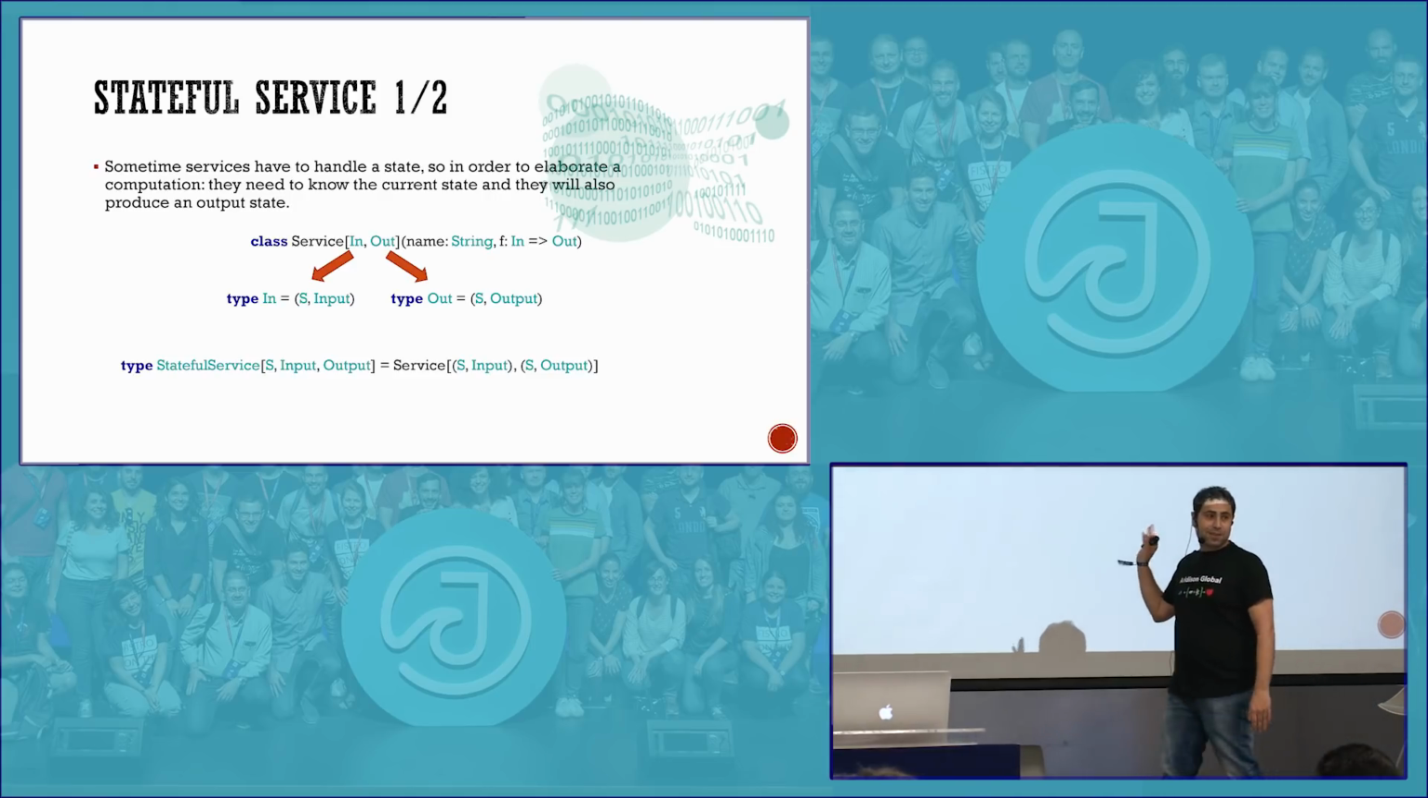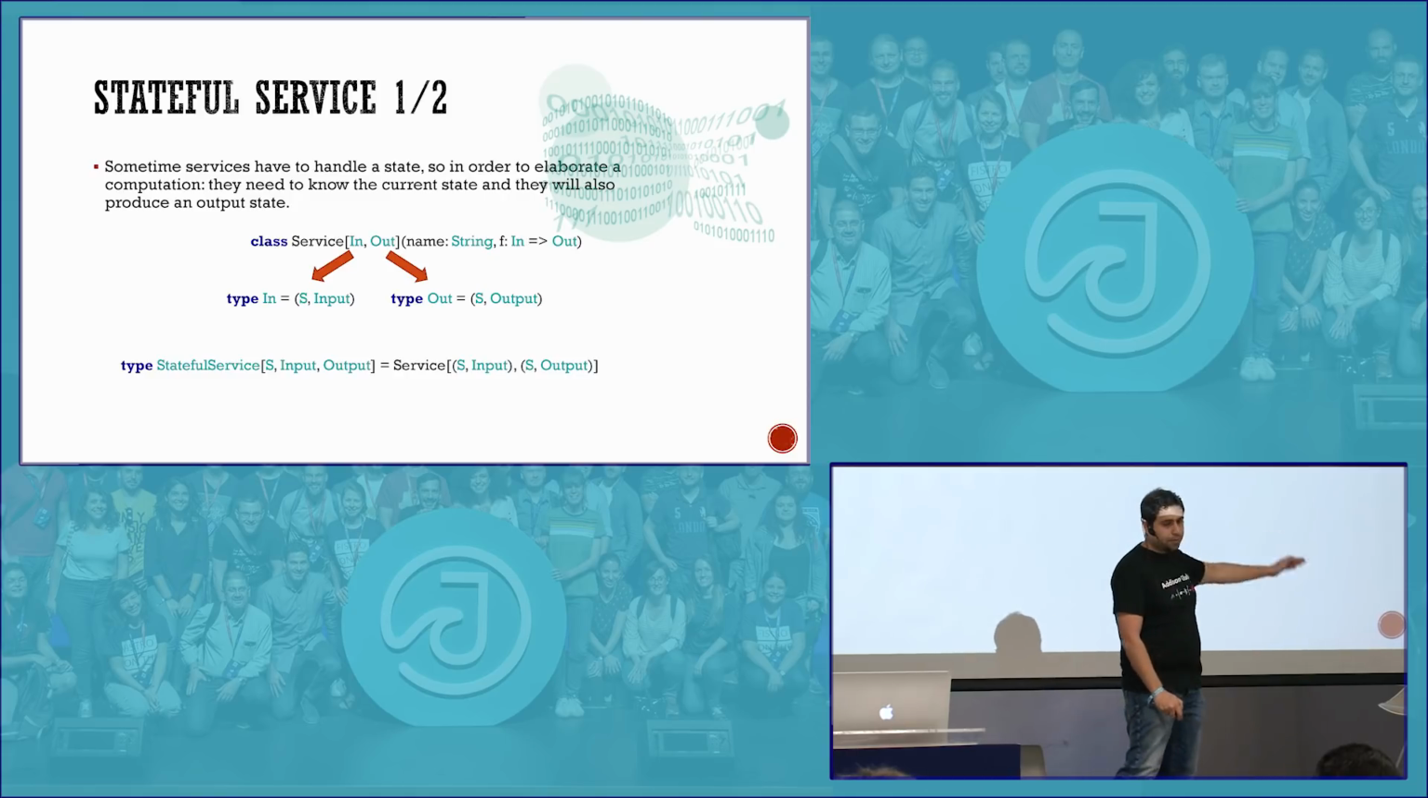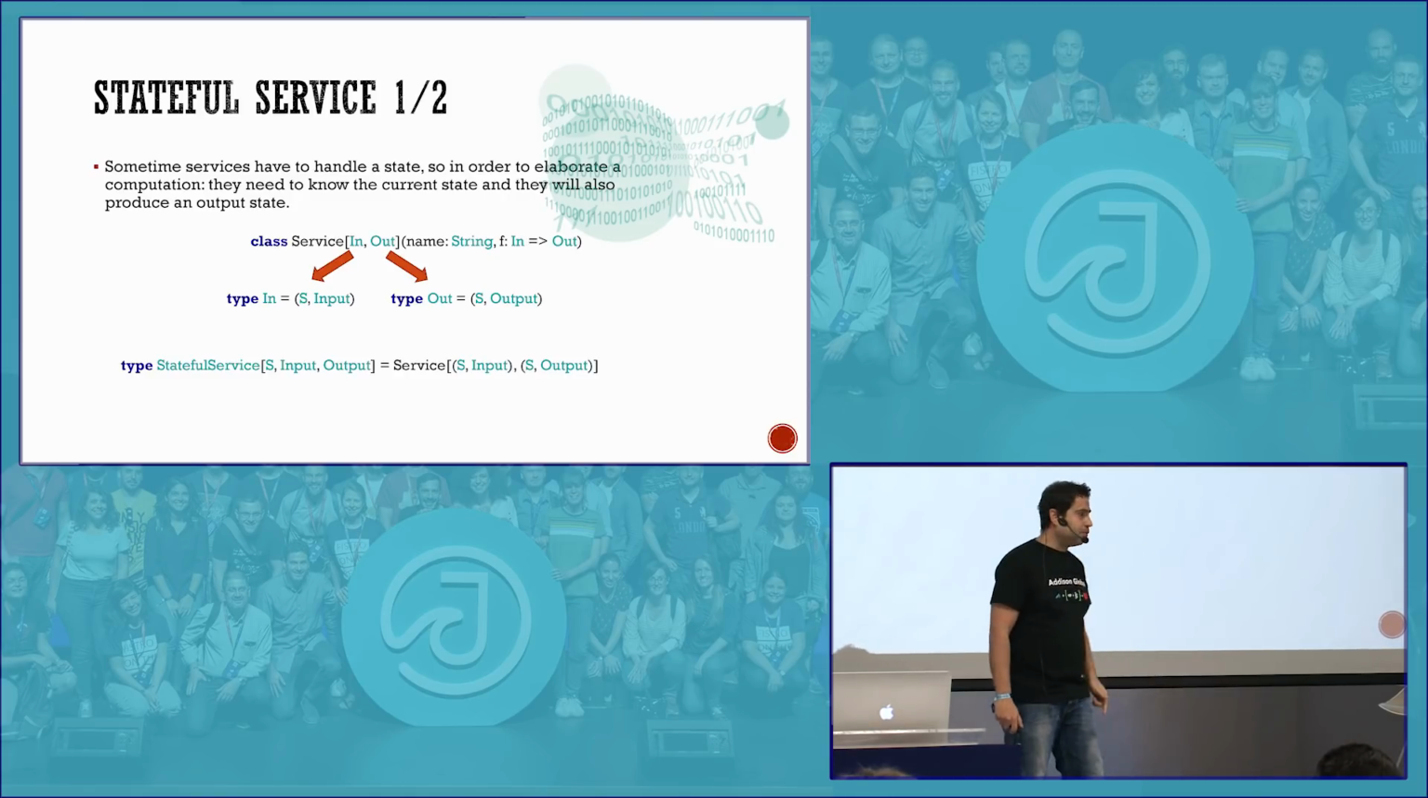So that's our friend, service. Service, we said, generic in and out, is a pure function from in to out. Now we need to put in the state. So we said that this is describing causality.